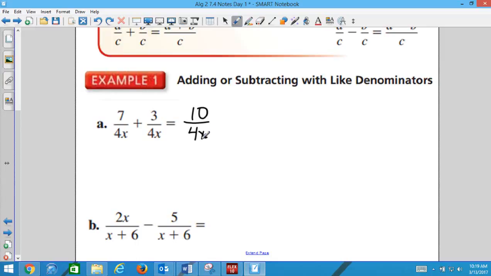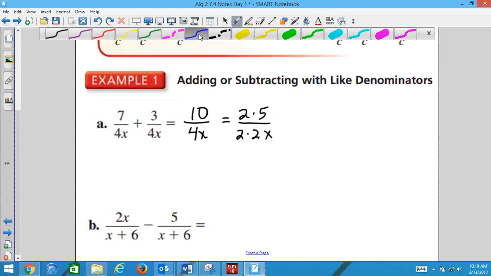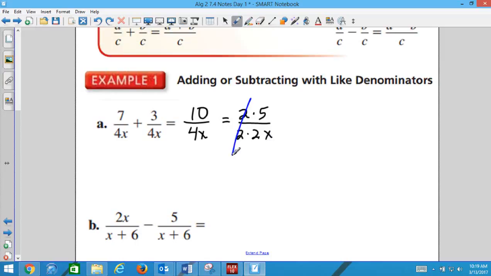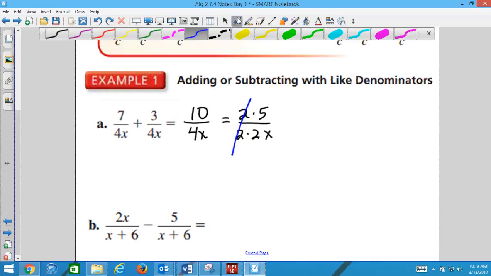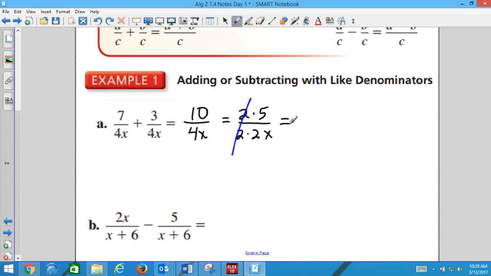Well, is it reduced? 10 factors to 2 times 5 and 4x factors to 2 times 2 times x. When they factor, they both have a 2, so we can cancel. Only if you factored it can you cancel. So now I have 5 over 2x.